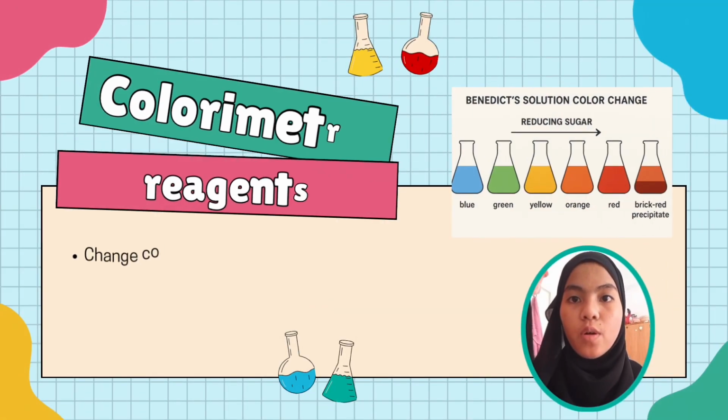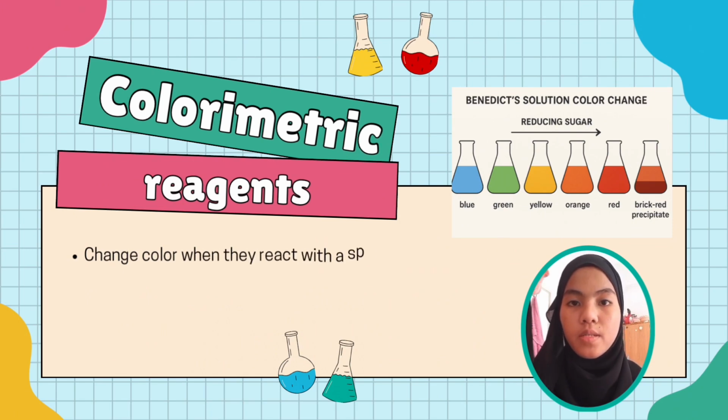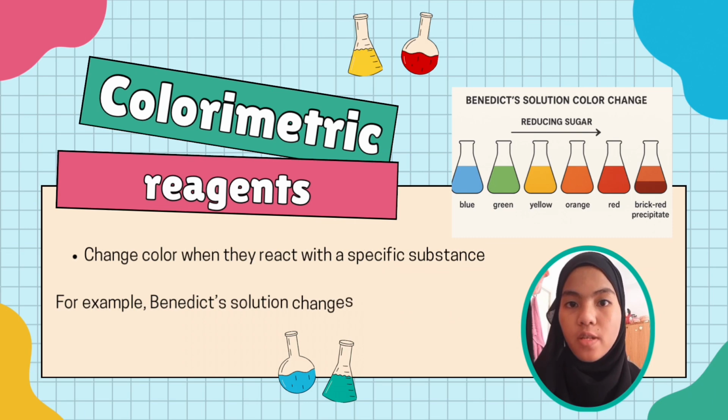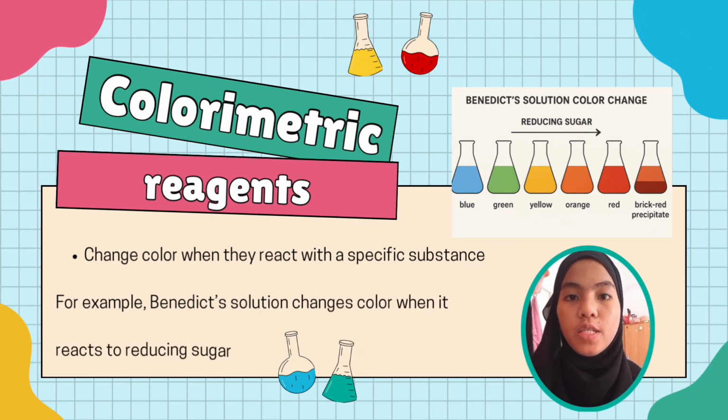Then we have colorimetric reagents. These reagents change color when they react with a specific substance. For example, Benedict's solution changes color when it reacts with reducing sugar. So, if you drop it into a sugar solution and heat it, it might turn orange or red. This shows a positive result.